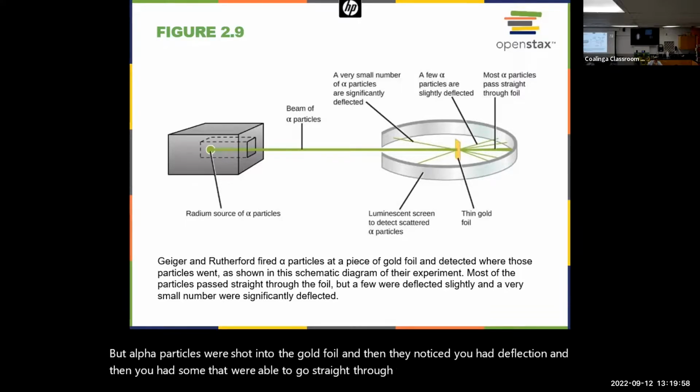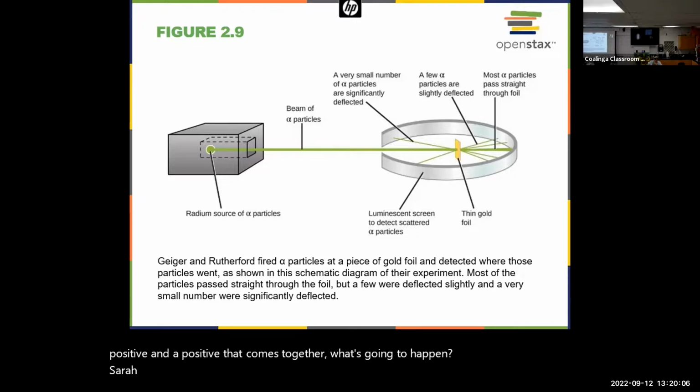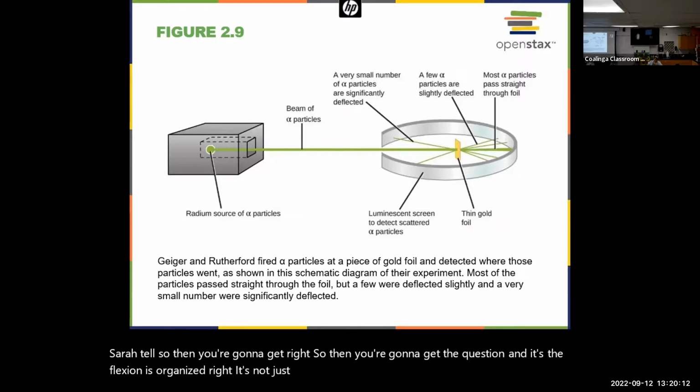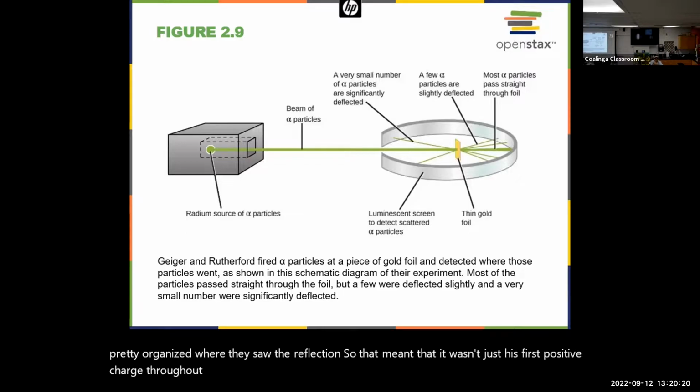And so again, if you have a positive and a positive that come together, what's going to happen? It's going to repel. So then you're going to get deflection, and this deflection is organized, right? It's not just random. They noticed that it wasn't a random event. It was pretty organized when they saw the deflection. So that meant that it wasn't just dispersed positive charge throughout this atom, with the positive charge all kind of neutralized together.